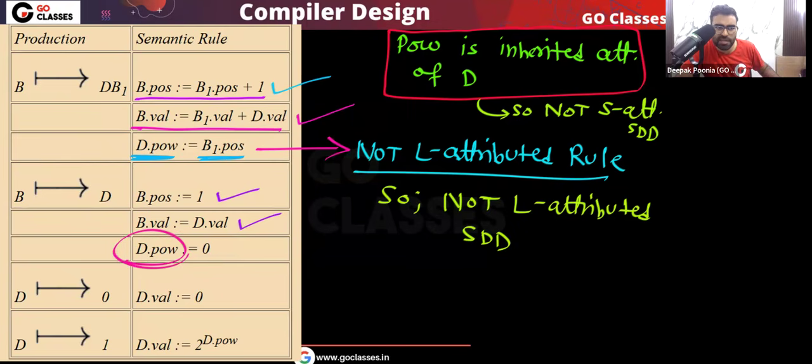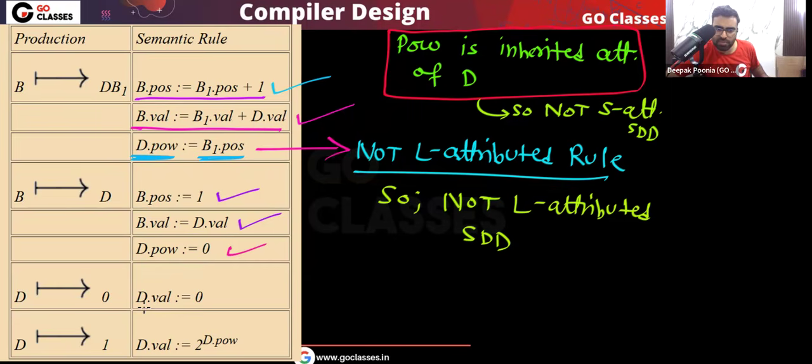So remember, this is an inherited attribute of D. But this inherited attribute of D, you are defining in terms of a constant. So this is perfectly fine. Yes or no? An inherited attribute you can define in terms of a constant. That is perfectly fine. But for an inherited attribute, you cannot depend on your right siblings. So remember, that one is not an L attributed rule, but this is an L attributed rule. Okay, let's see the next.